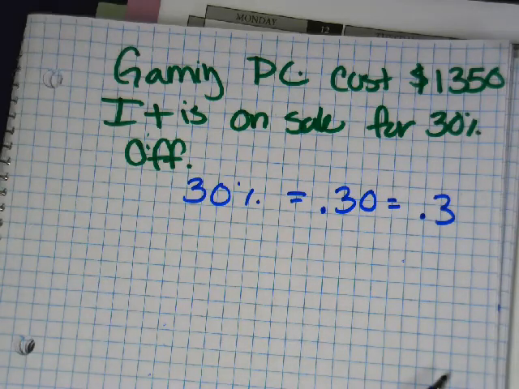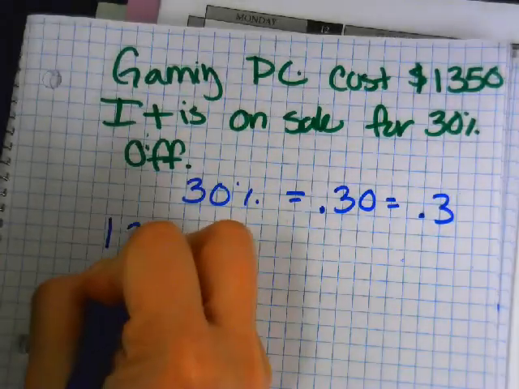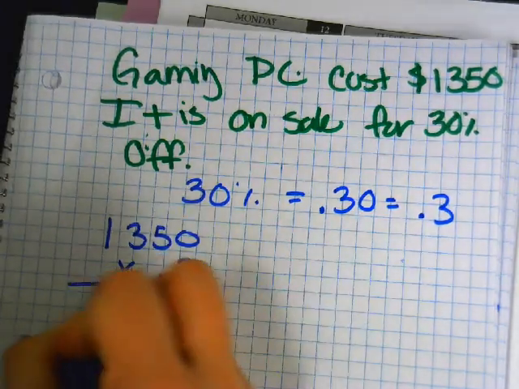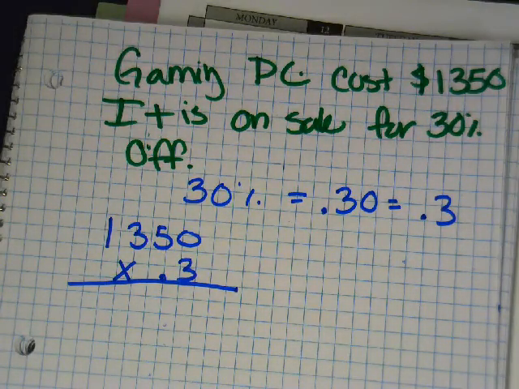Just drop that zero. All right, so I'm going to multiply 1,350, and we're going to multiply it by 0.3.